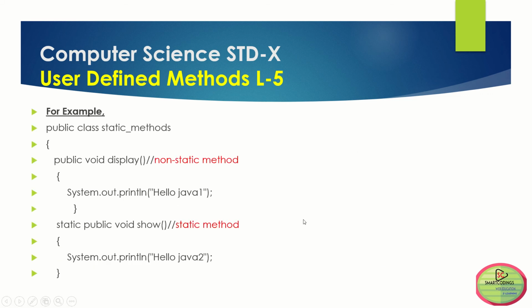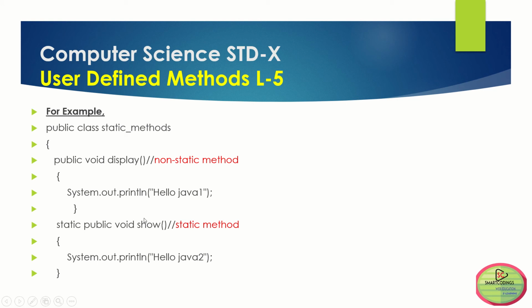Suppose, students, there is a class I have created here, StaticMethod. One method is over here, public void display. As you can see on the screen, at the cursor over here, there is no static keyword here. So it's a non-static method. What is this display method doing? It is just printing Hello Java 1. It will simply print Hello Java 1. It's a non-static method.